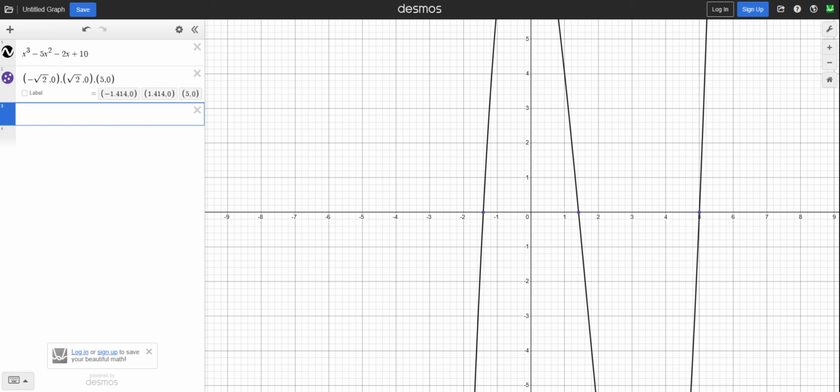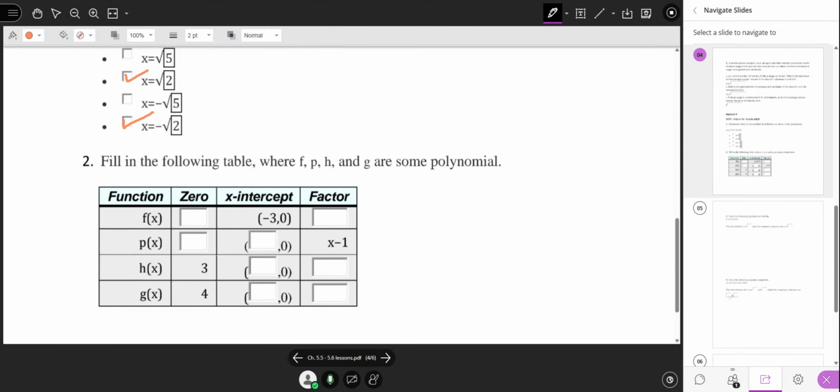So if I was to write the zeros, I would say x equals square root of 2, comma, negative square root of 2, comma, 5. So these are the zeros. These are my x-intercepts. And when I have x plus and minus stuff, that's my factors. Why have I said all that? Well, because of this next thing.